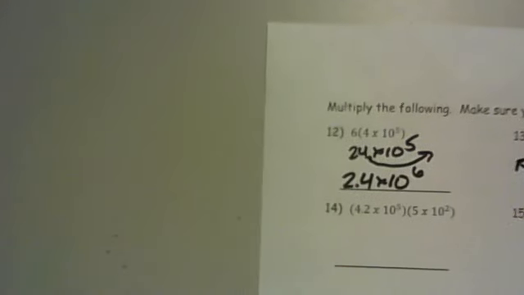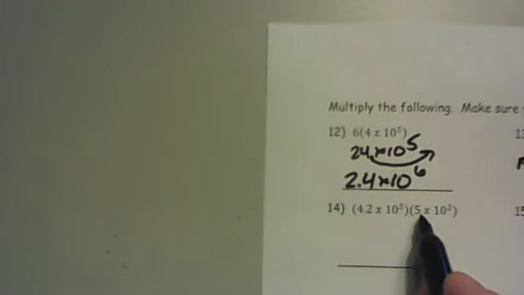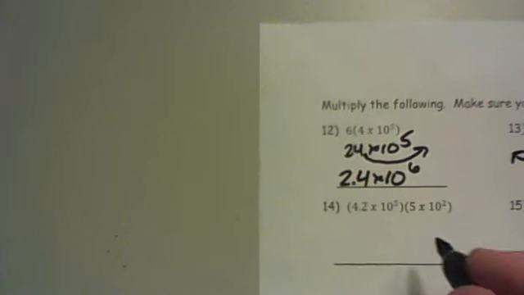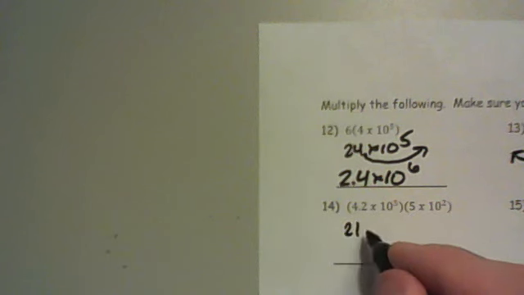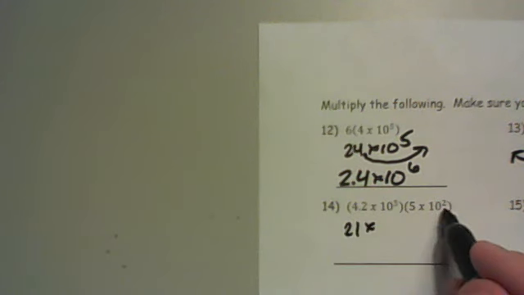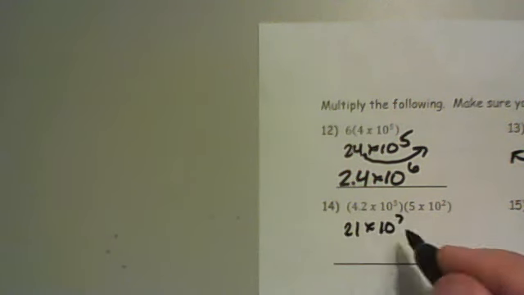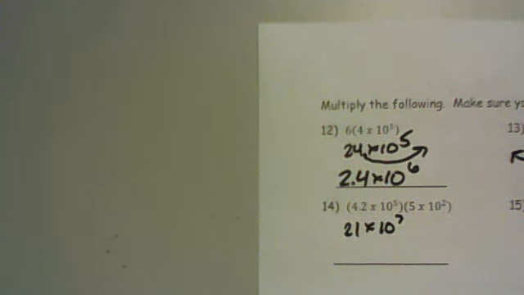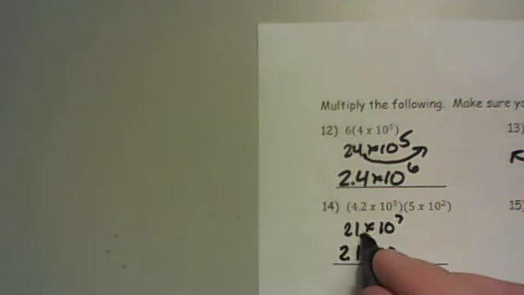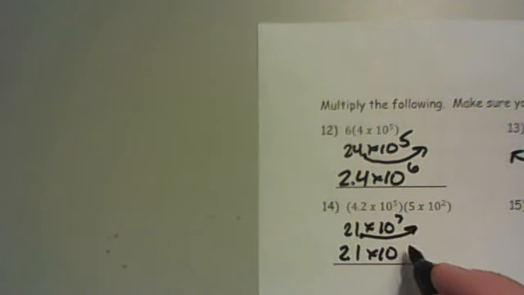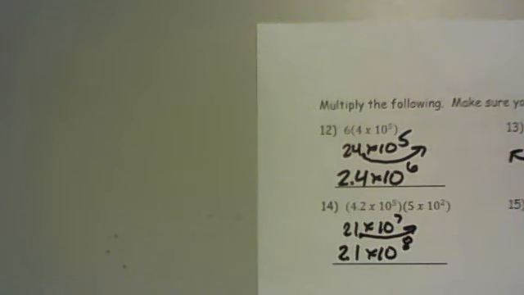Take a look at number 14. I'm going to multiply 4.2 times 5. 4.2 times 5 is 21. And then 10 to the 5th times 10 to the 2nd is 10 to the 7th. But that's not in scientific notation. The decimal's here. I want to put the decimal between the 2 and the 1, which means I'm going to move it not 7 spaces to the right, but 8 spaces to the right.